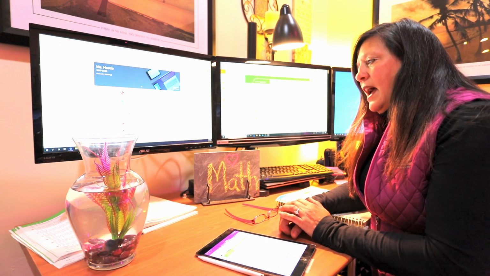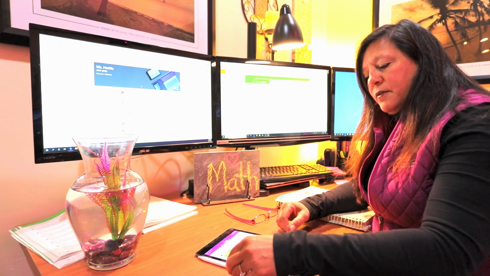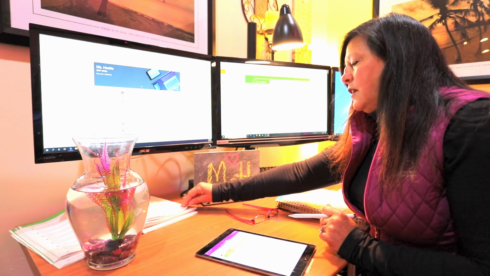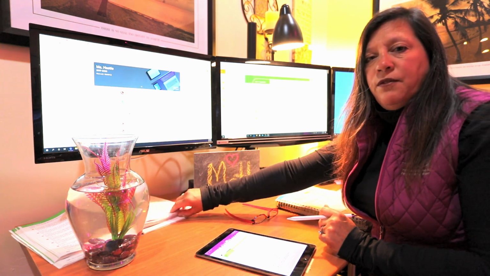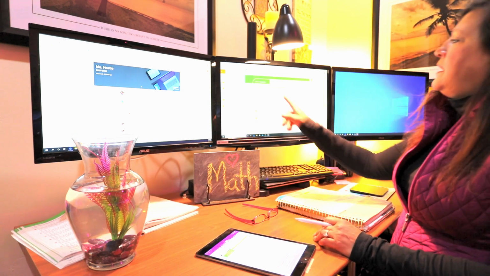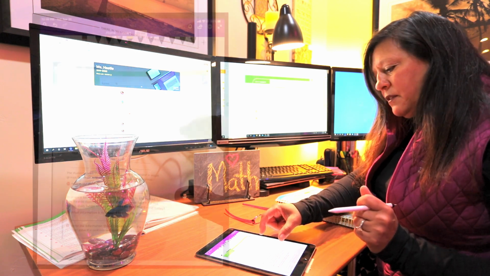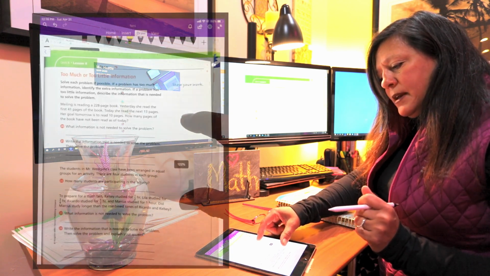Today we're doing lesson 6-8, part 2, looking at too much or too little information in our story problems. So you need to be in your activity book, pages 263 and 264 are what we're going to be working on today. And again, too much or too little information, solving word problems. I'll give you a moment to get to 263 and we can begin.